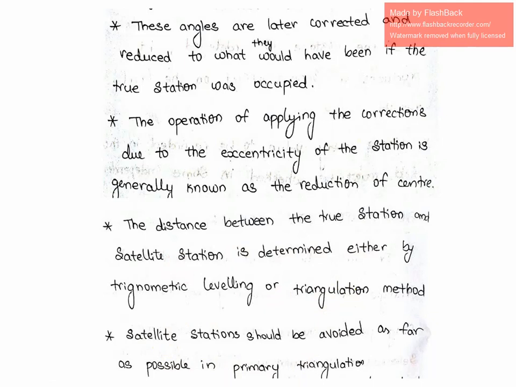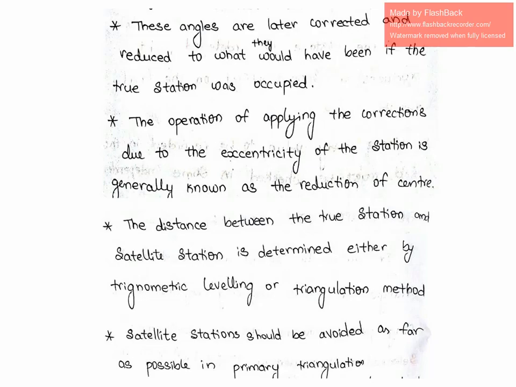This is about reduction to center. Reduction to center is nothing but, in some cases, we select signals or towers as the triangulation station, so we can't set up the instrument on that tower. So nearby that tower we'll set up a false station and take the angle readings, and then we'll correct those readings and reduce them to the true station. That is called reduction to center. Okay, so this is about geodetic surveying.